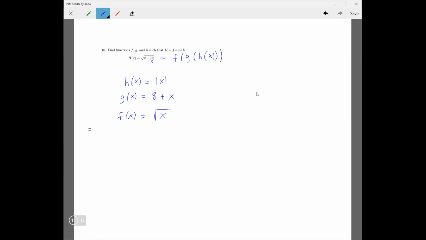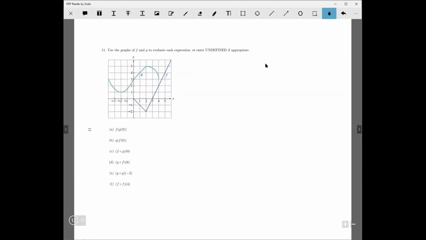Oh, actually, we have one more problem after this. Whoa, I thought we only had 3, and I thought, whoa, we're making good time, but now there's one more. Oops. Okay, so let's do this one really quickly. So here we have graphs, and we're supposed to evaluate the expression. This is composition of functions. So here's f of g of 2.